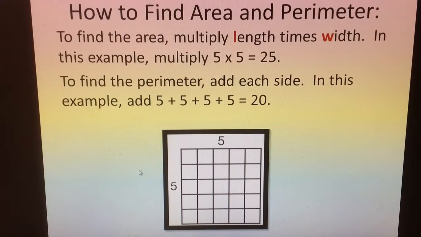Perimeter is different because to find perimeter, we add the length of each side. So for example, in this rectangle that we have on the screen, we would add the lengths of the sides, 5 plus 5, plus 5 plus 5 again.